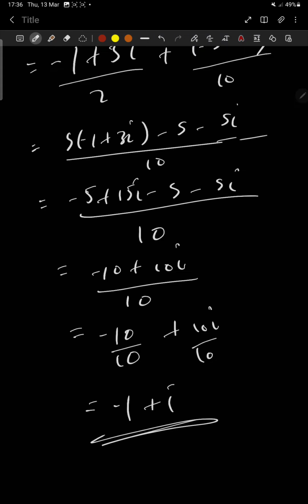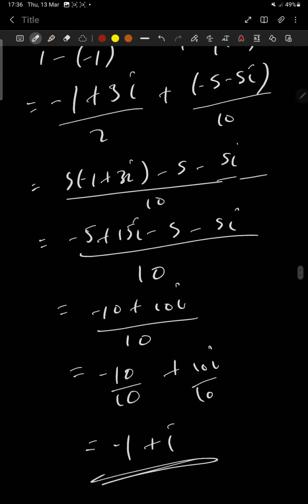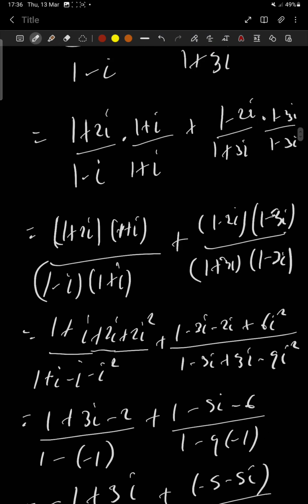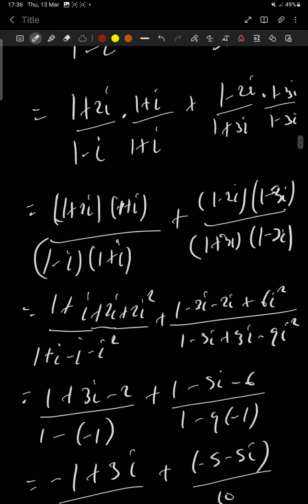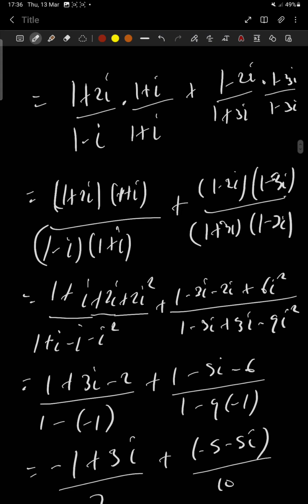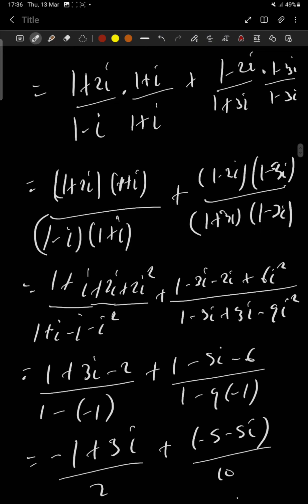That is the answer. Very good question. So what's the secret to this question? Just multiply by the conjugate of the denominator. That's it. Nothing much.